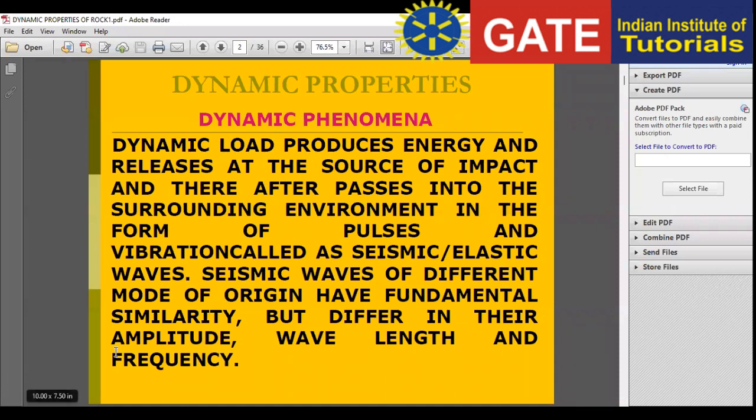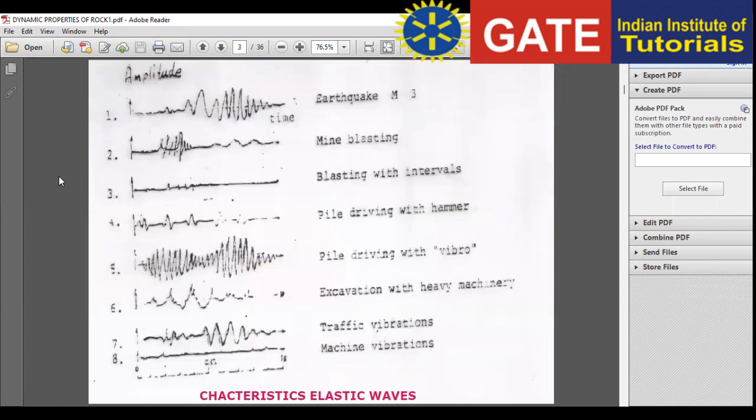So we will discuss the seismic waves: P wave, S wave, Rayleigh wave, Love wave. What is the surface wave, what is the body wave? That is also important from the exam point of view. Maybe it is asked which one is the surface wave and which one is the body wave, and you have to select the correct option, depending on P wave, S wave, Rayleigh wave, Love wave. So we will discuss the different waves.